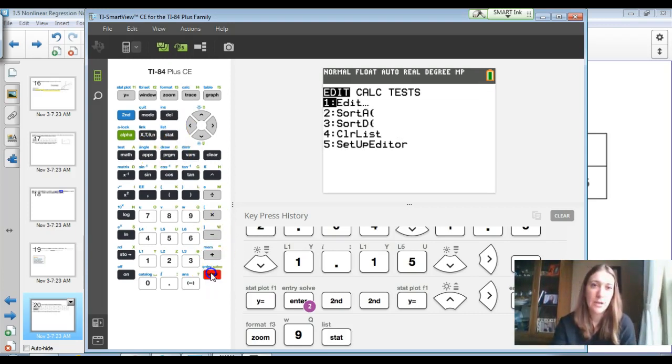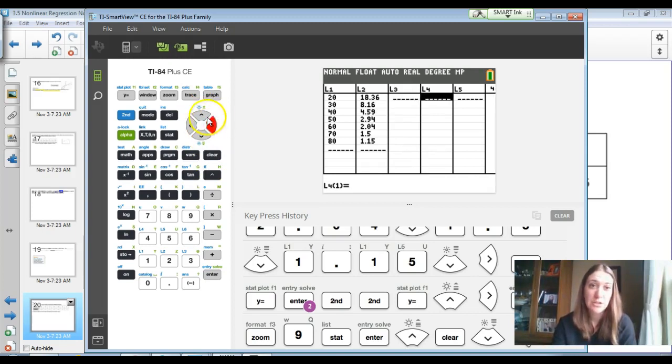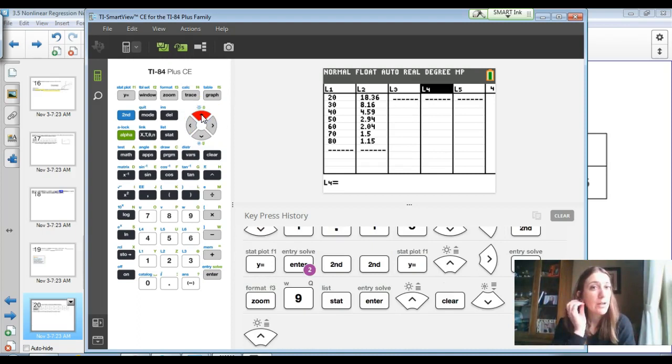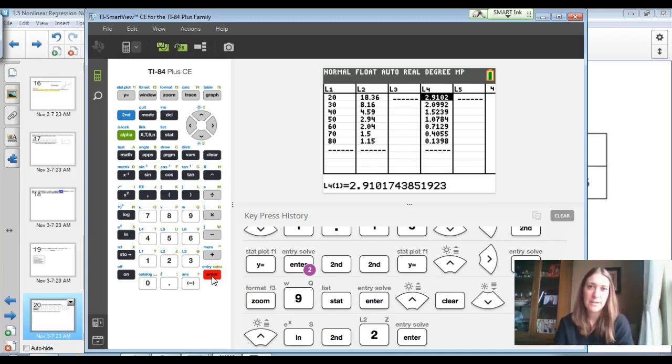So, edit. I'm most definitely going to clear out list 3. I have no interest in having the old data, and I actually don't need to use list 3 at all. Just to keep things consistent, for list 4 I'm going to keep what I said for the original header. So list 4 is always going to be the natural log of list 2, the natural log of the y's. Then hit enter, and it will calculate all of those natural logs of the y's.